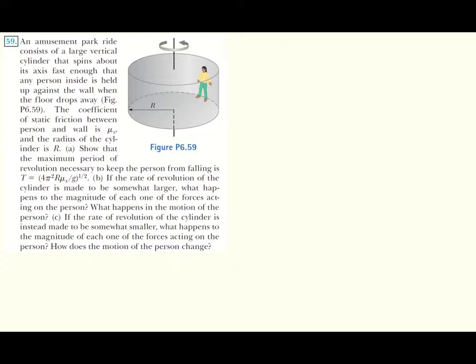Okay. And they ask you to prove that the maximum period necessary to keep the person from falling is T equals 4 pi squared r mu s over g, to the 1/2. So first we've got to prove that.